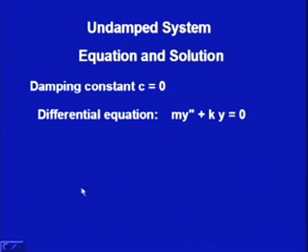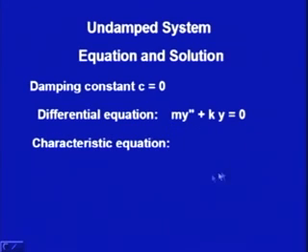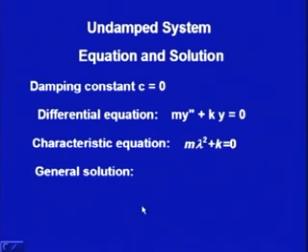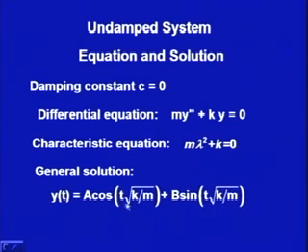So, the characteristic equation for this linear differential equation is m lambda square plus k is equal to 0. Since both k and m are positive, its roots would be complex, plus and minus i square root of k by m. So, the general solution would be of the form a cos t times square root k by m plus b sin t times square root of k by m. Here t is the time, that is, I am having the equation in y and t. This is the general solution.